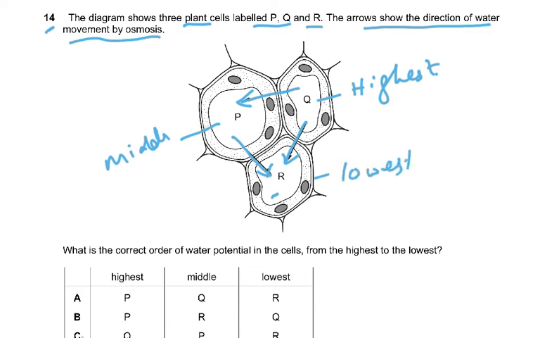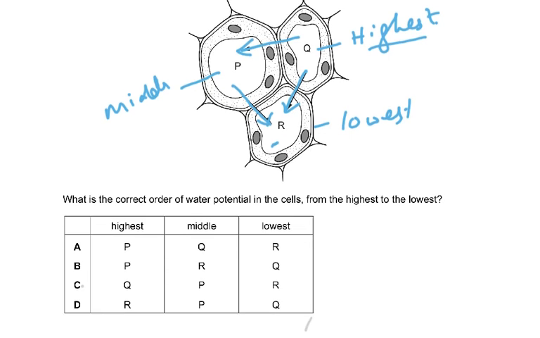What you've got to understand is that from Q it is going to P and R. So Q has to be a higher water potential than P and R. Then from P it is going to R. So Q would be the highest, P would be the middle, and R would be the lowest. That is why the answer is C. Q, P, and R.